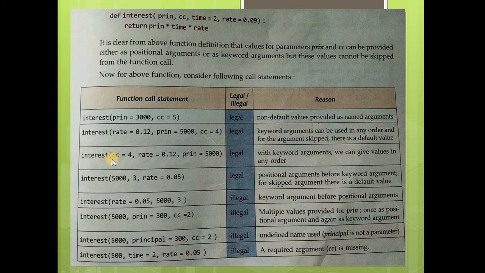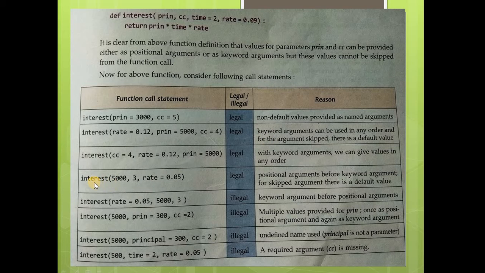In the third, interest CC equals 4, rate equals 0.12, principal equals 5000. With keyword arguments we can give the values in any order. Here also we have used a different order. That's why it is a legal statement.